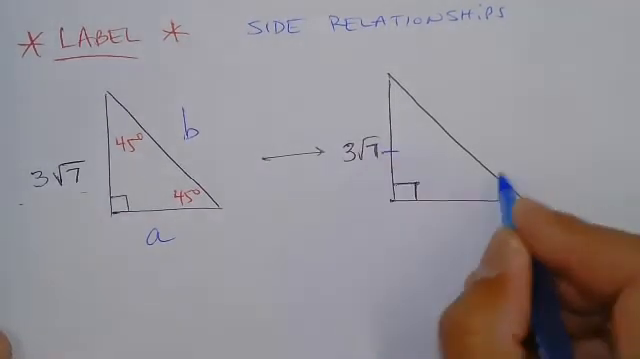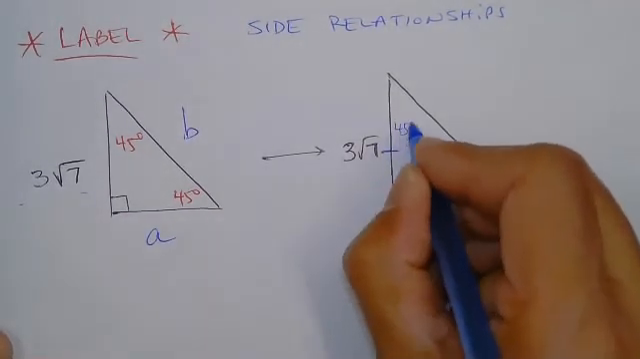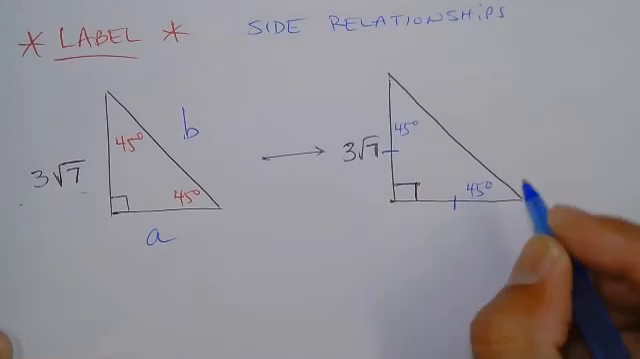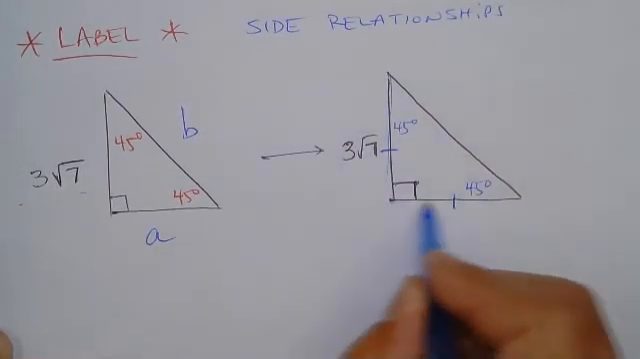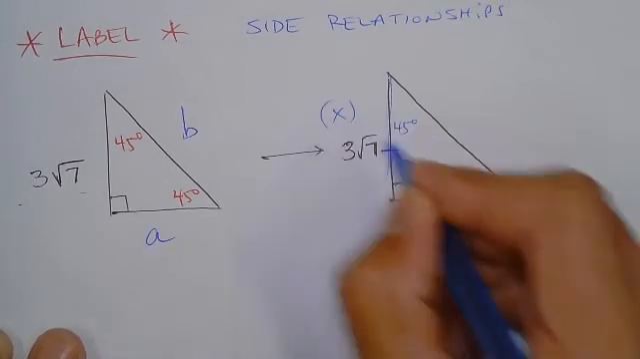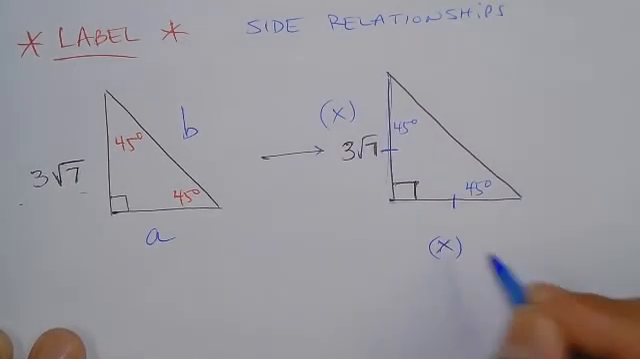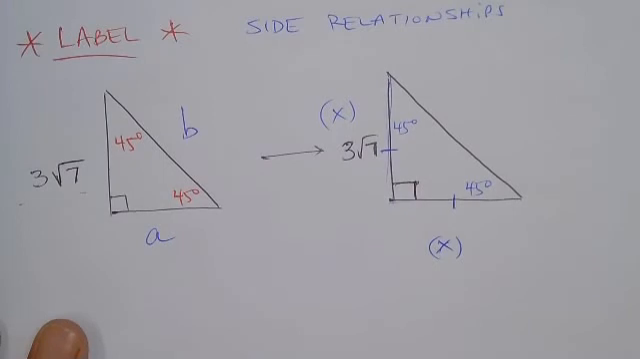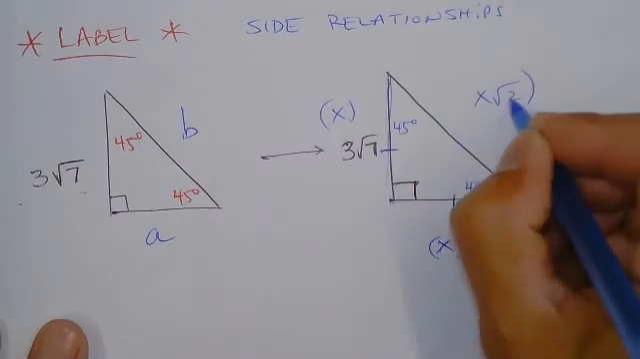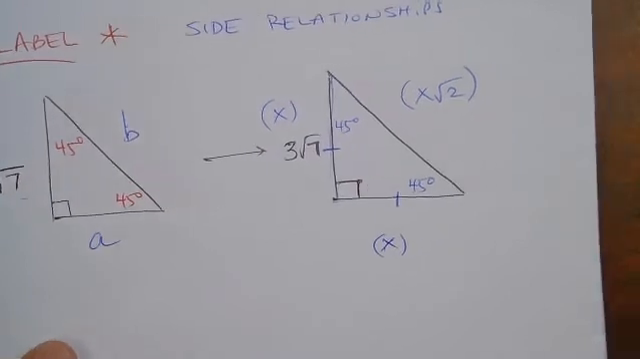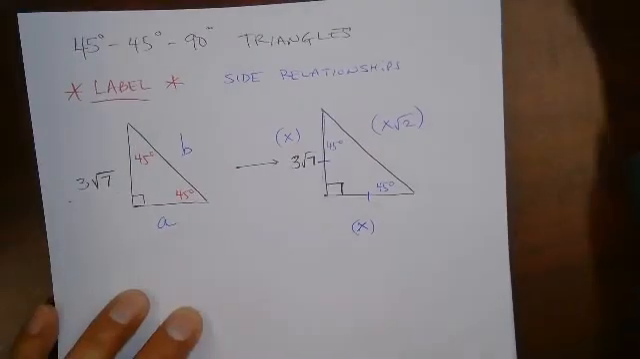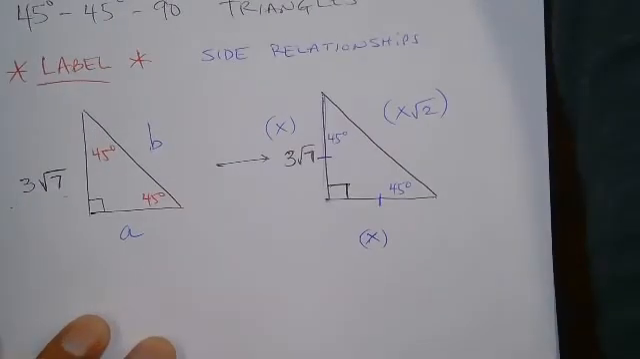What are the side relationships for a 45, 45, 90? The legs, the ones where the 90-degree angle is in between, is X and X. Correct. And the hypotenuse is X times the square root of 2. Correct. You see, you have to label them because they're going to start rotating and changing the orientation of the triangle.